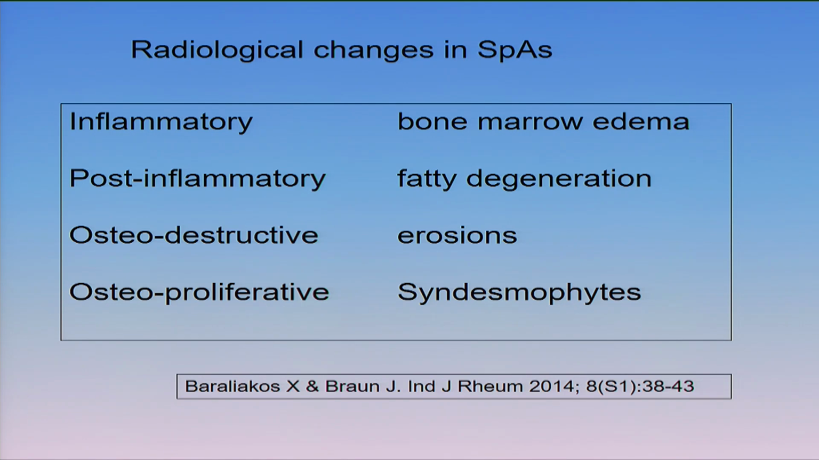In the radiographs, various things can be seen related to the disease process of spondyloarthritis. It could be inflammatory, where the most important thing that can be picked up by the MRI scan is the bone marrow edema. But in the later stages of the disease, you see osteoproliferative lesions, which are syndesmophytes.